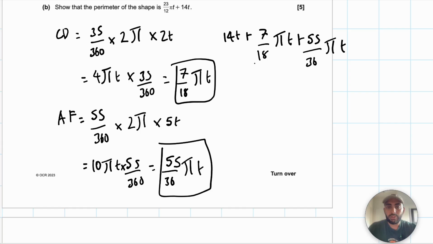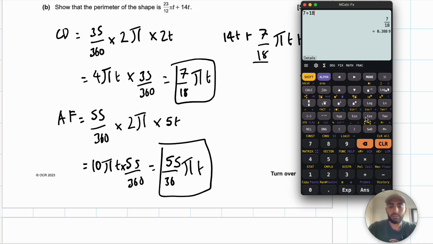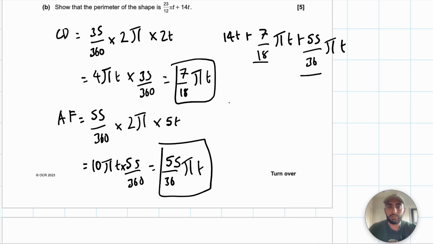I'm just going to do this bit on my calculator just so that it makes it a little bit easier. So I've got 7 over 18 plus 55 over 36. That gives me 23 over 12. So 14t plus 23 over 12 pi t. And I look at my answer, it's the same as the one that I'm trying to show.